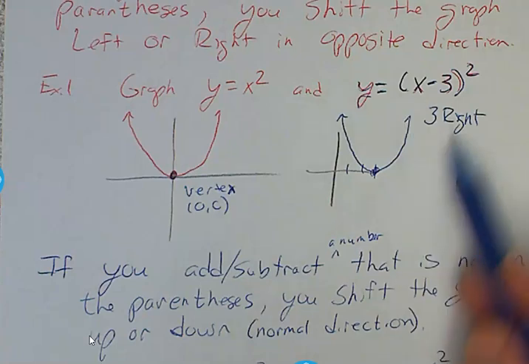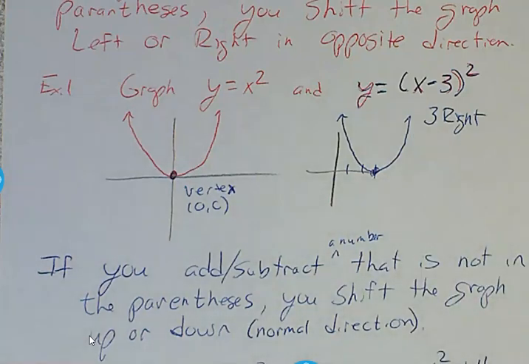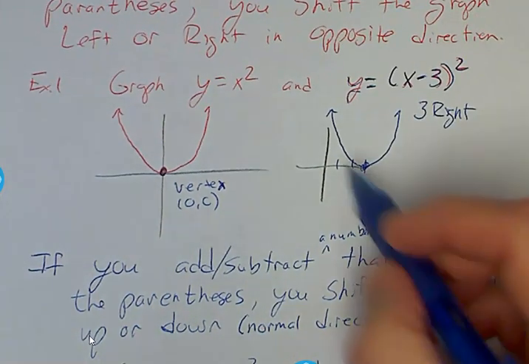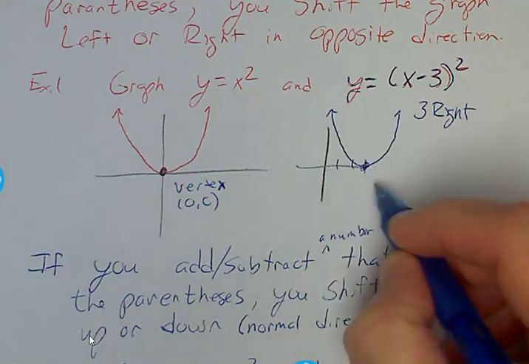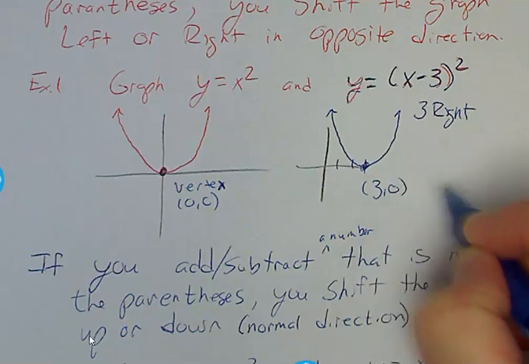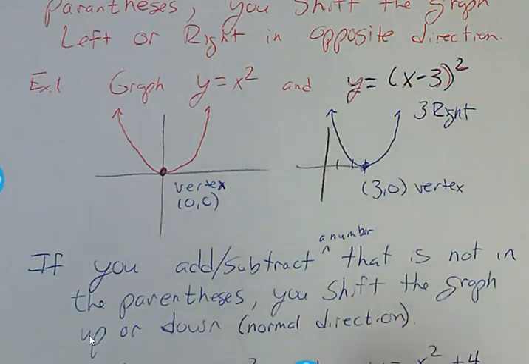If you move it left or right, that's going to be the number that would change it here. So if we move this one 3 spaces to the right, this is at x equals 3. So this vertex would be at 3, 0.